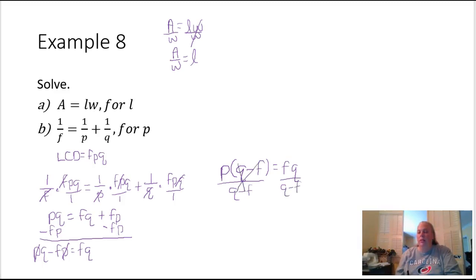because all of this will cancel, and we're left with P is equal to FQ divided by Q minus F.